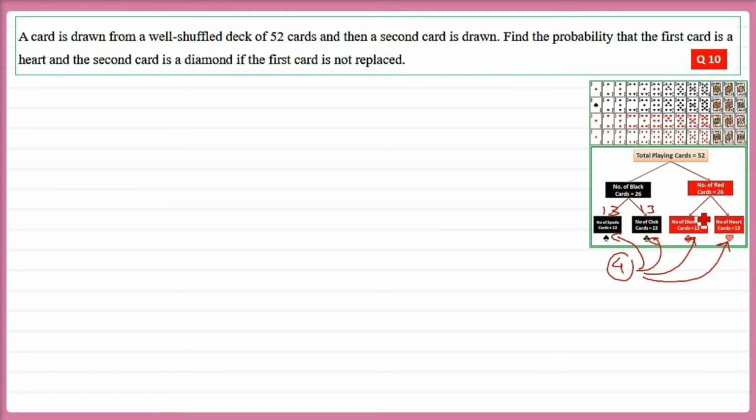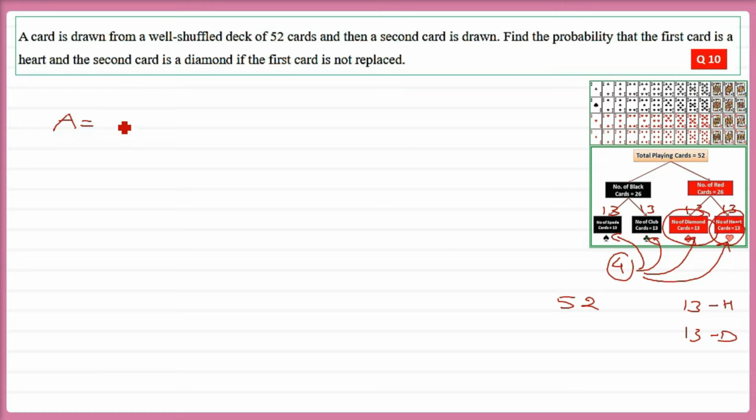Now all of them are 13 cards. So if you multiply 13 by 4, it will be 52 cards. So there are 13 diamonds and 13 hearts. The question is asking about these two only.